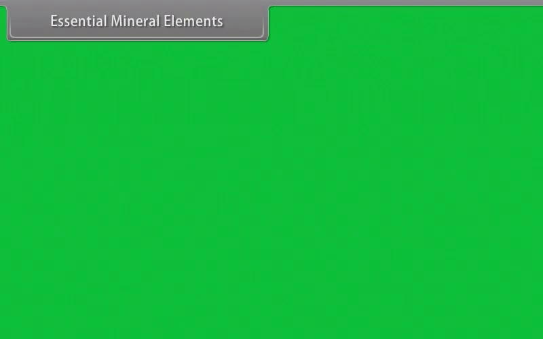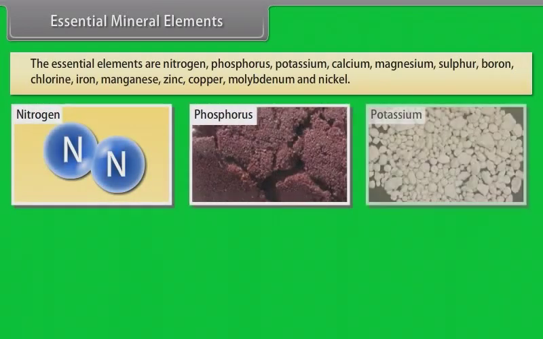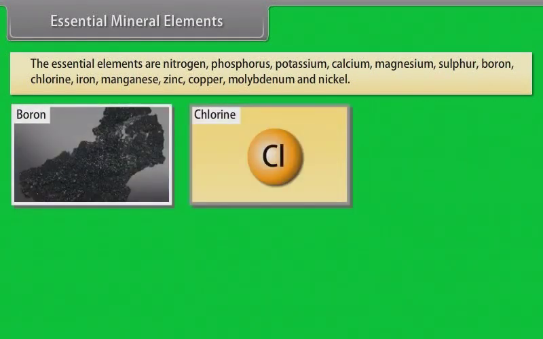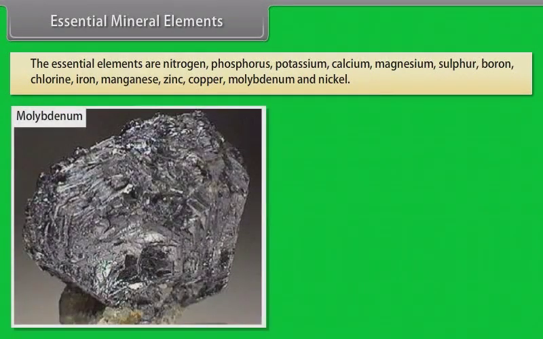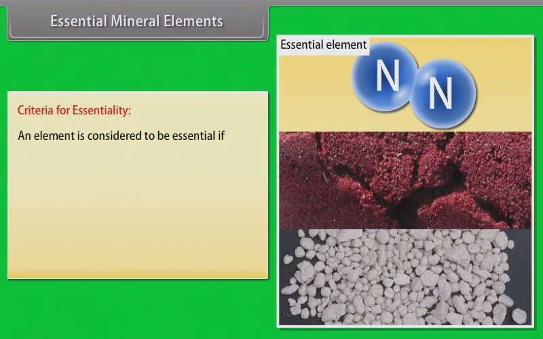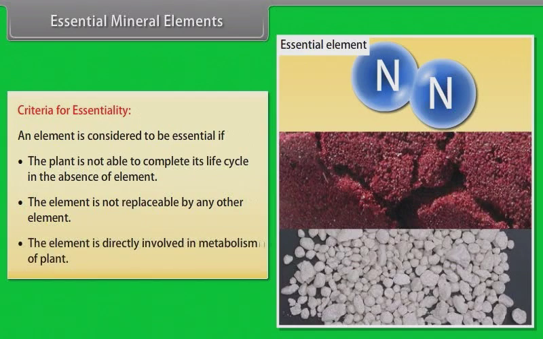Essential mineral elements. The essential elements are nitrogen, phosphorus, potassium, calcium, magnesium, sulfur, boron, chlorine, iron, manganese, zinc, copper, molybdenum, and nickel. Criteria for essentiality. An element is considered to be essential if the plant is not able to complete its life cycle in the absence of the element. The element is not replaceable by any other element. The element is directly involved in metabolism of the plant.